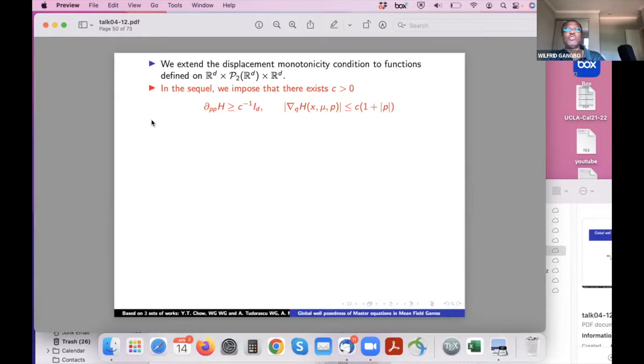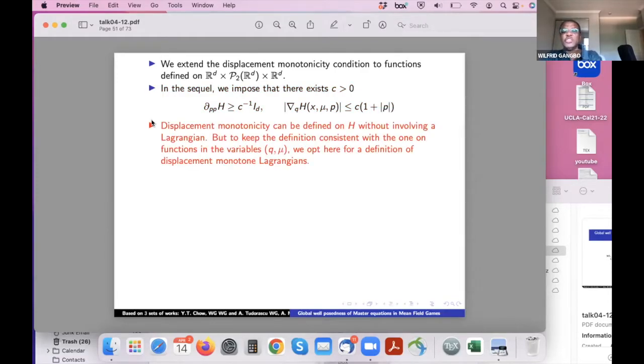In the sequel, I am going to impose that there exists a positive constant such that the second gradient of h with respect to the momentum variable is bounded by the inverse of c. And I impose this growth condition on the gradient of h with respect to q. So displacement monotonicity condition can be defined solely in terms of h without involving a Lagrangian.